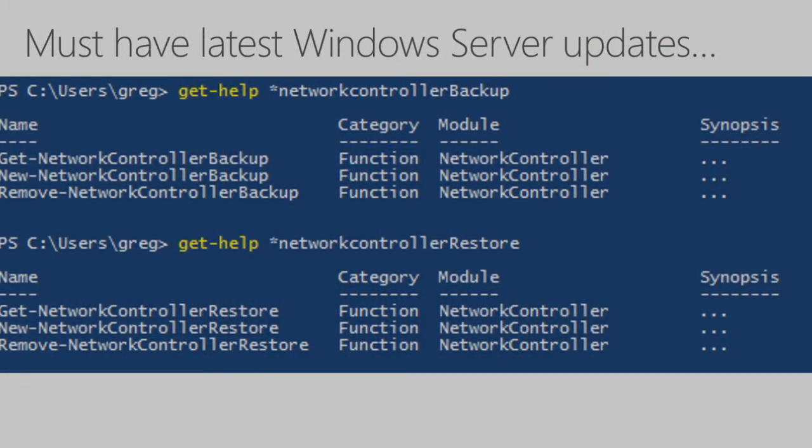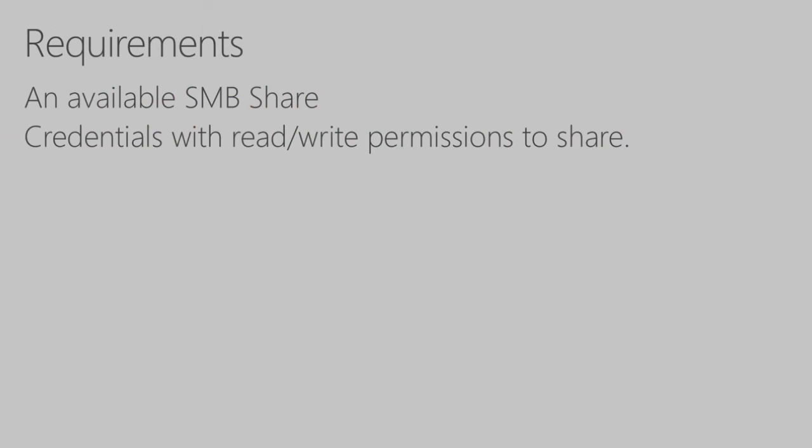Now, if you have all of the latest updates installed, you will have these backup commandlets. If you use the actual RTM that we shipped last year as your image and didn't install any updates, you will not find these commandlets. These are your Get-NetworkControllerBackup, Get-NetworkControllerRestore. You have to do the backup and restore through PowerShell. That's the way it is.